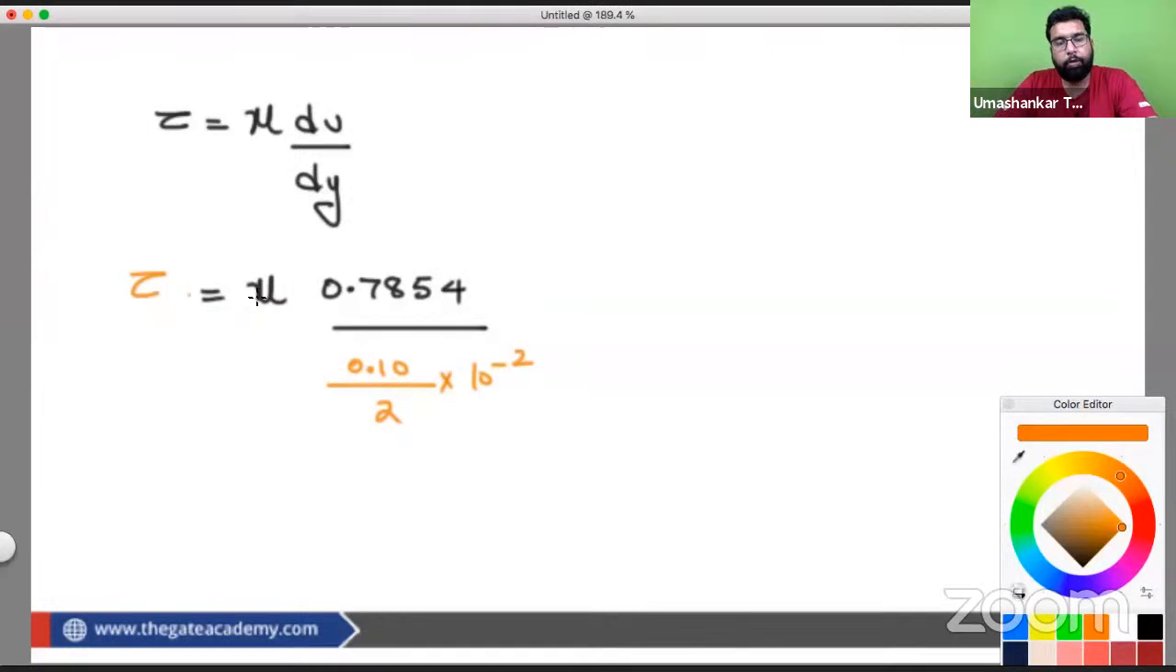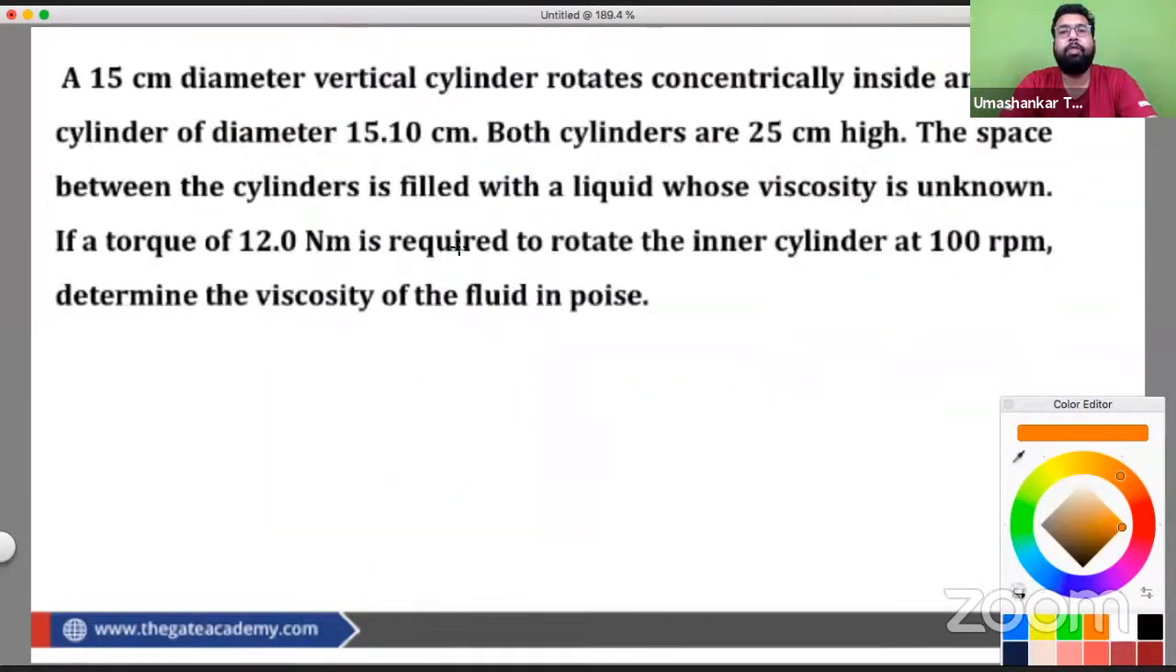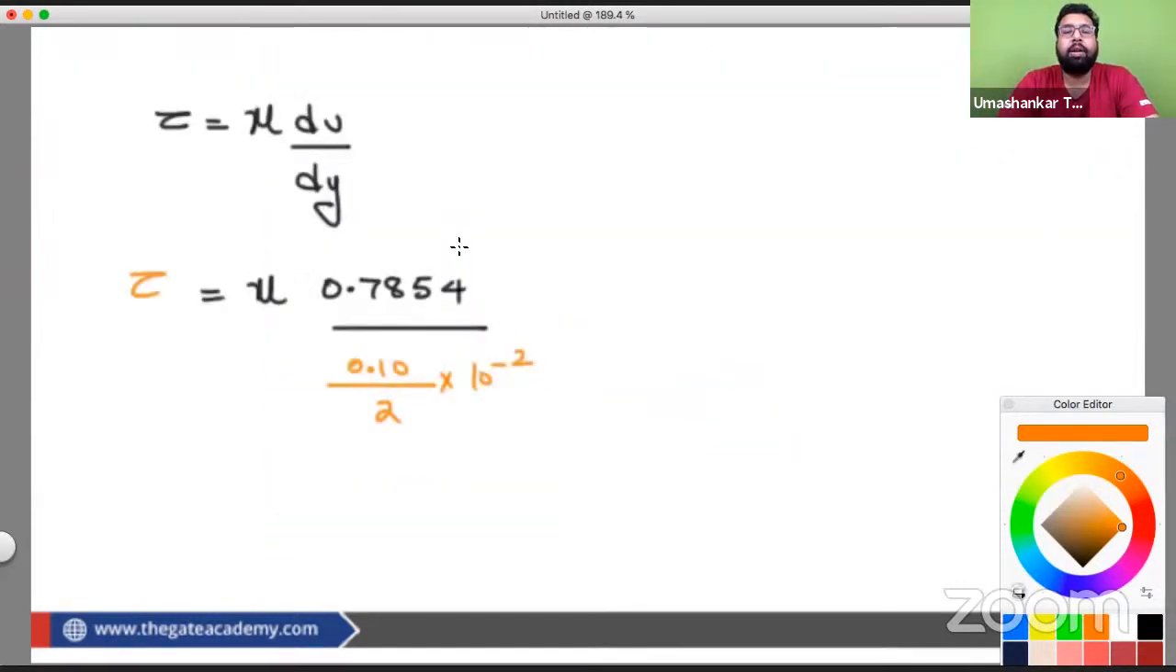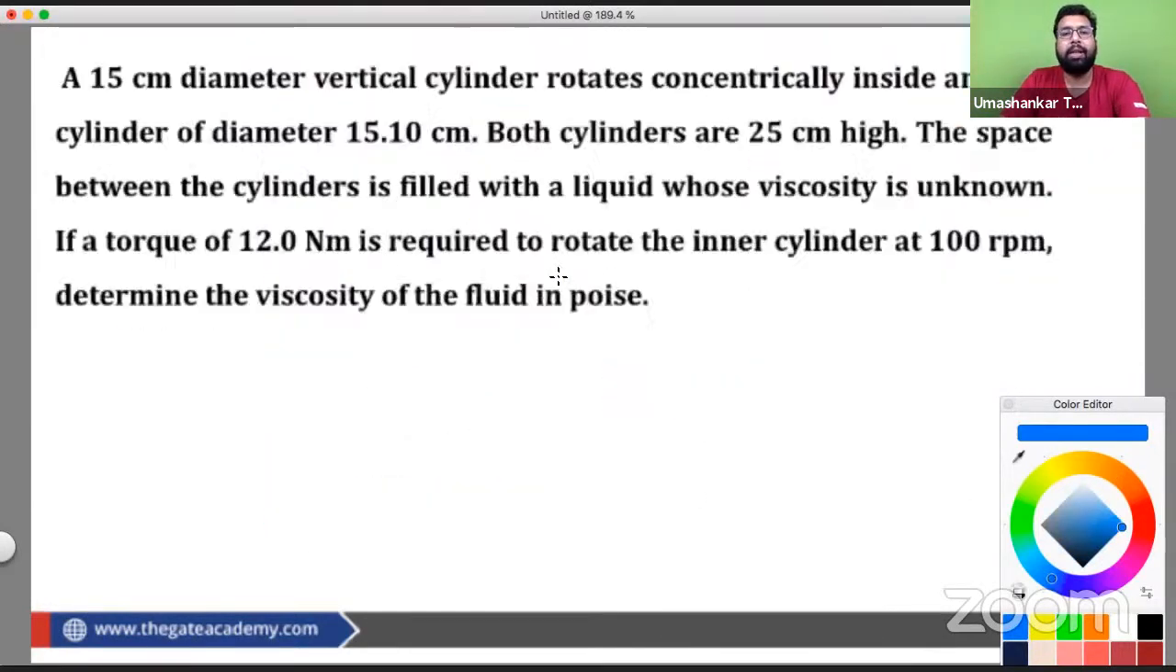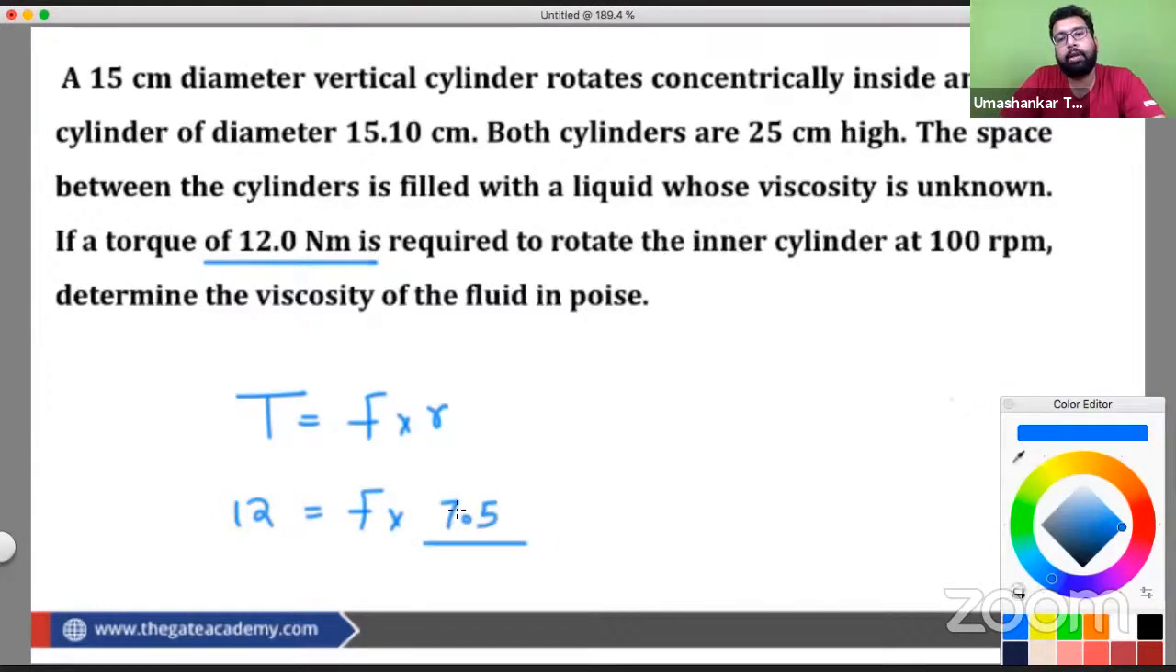Now we are required to find the viscosity in poise here. So obviously, we have to find the shear stress now. What is the other data they have given? They have given you the torque. Now we know the torque is force into radius. So this is 12 Newton meter. Do remember to take care of the unit. The diameter is 15, so obviously the radius is 7.5.